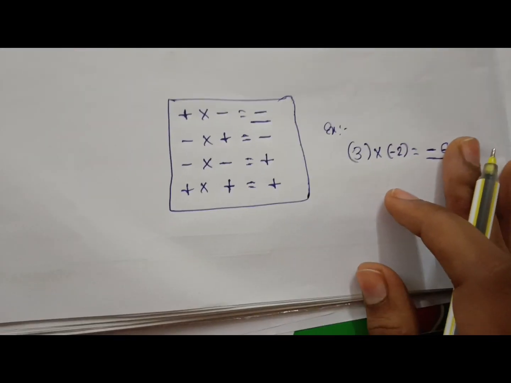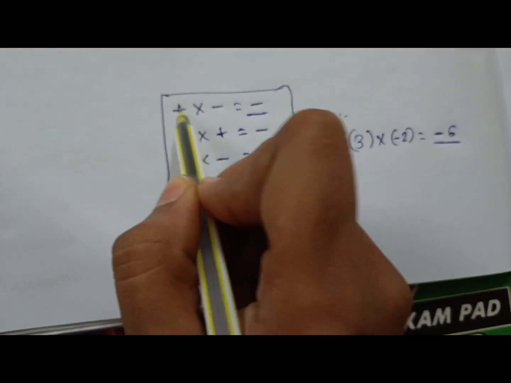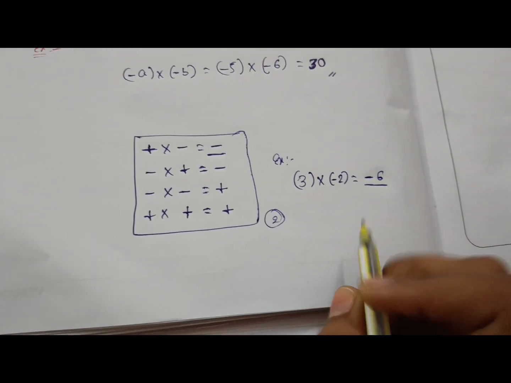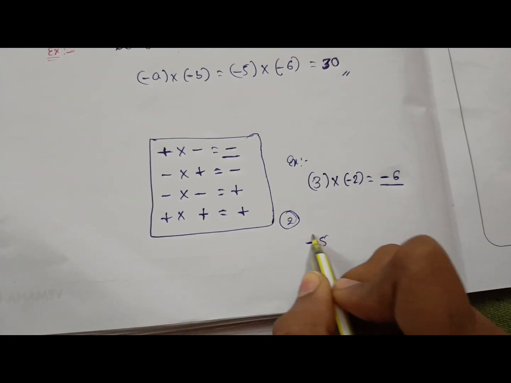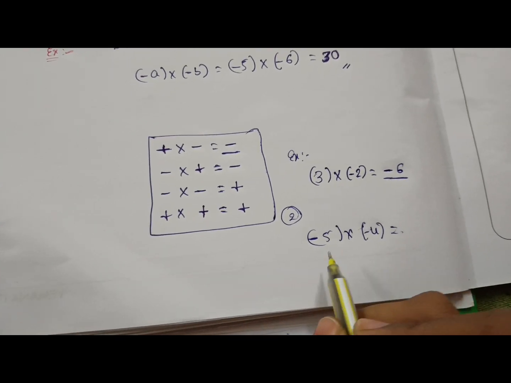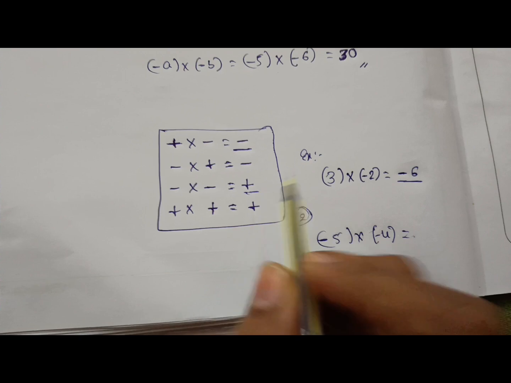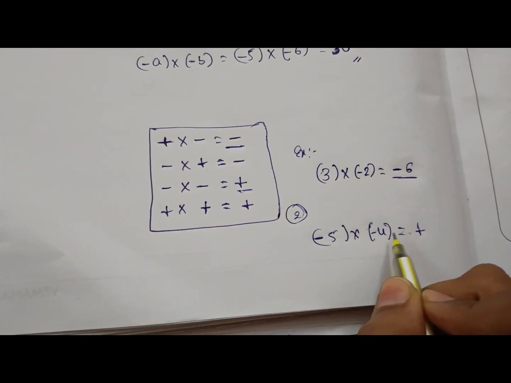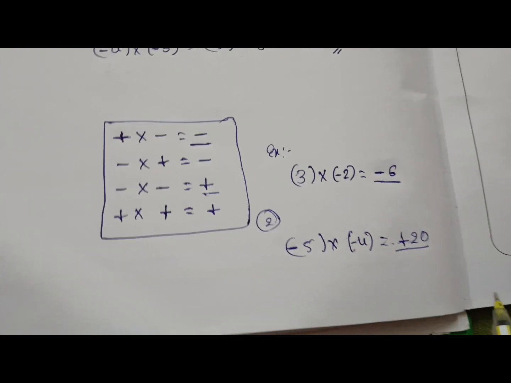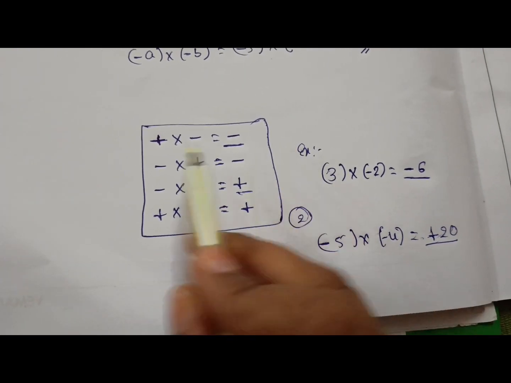Like that, for multiplication of any two integers, we have to apply these tricks. I will take one more example. Minus 5 into minus 4. This is equal to, we have to multiply the two signs. Minus into minus, plus. So plus 5 4 is 20. Plus 20 is the answer. Like this, for any multiplication of two integers, we have to apply these rules.